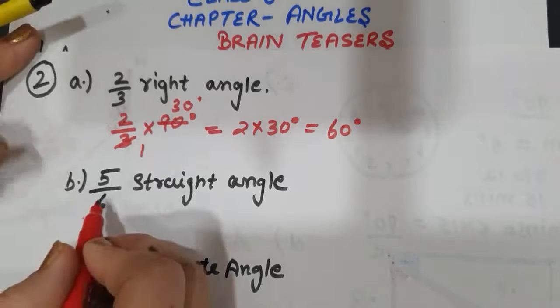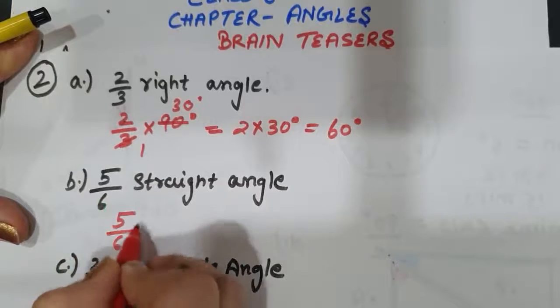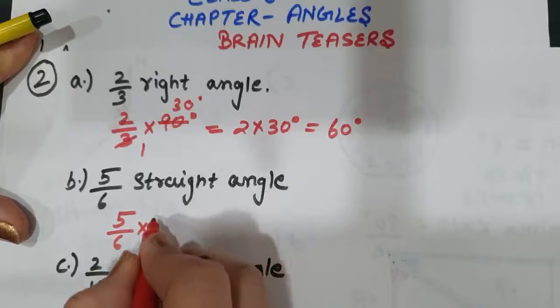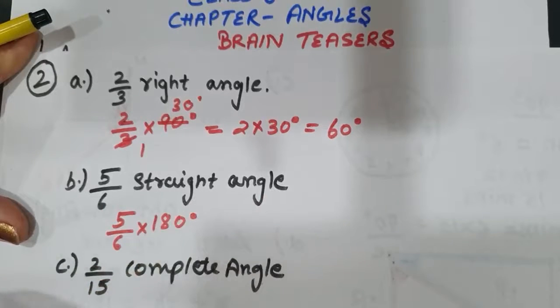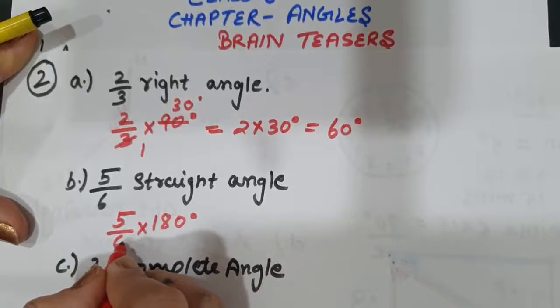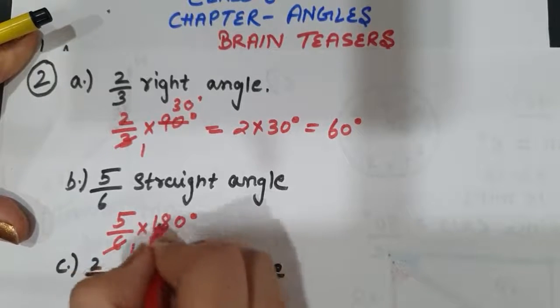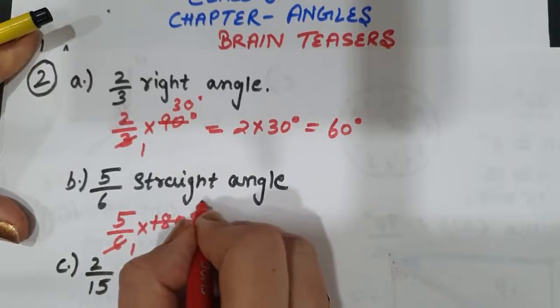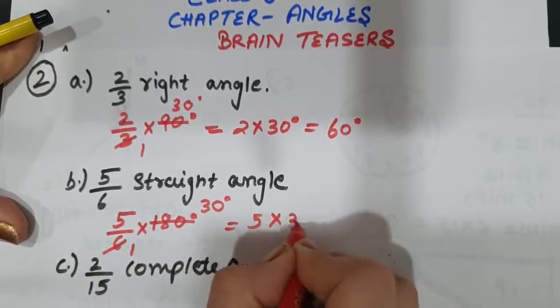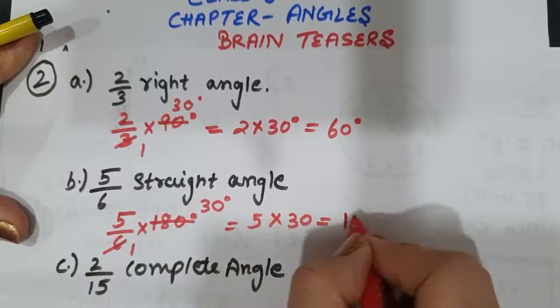In the same way, 5/6 of a straight angle. You all must know a straight angle is equal to 180 degrees. You can do the cancellation. I can do it directly with 6. 6 ones are 6, 6 thirties are 180, so 5 into 30 is equal to 150 degrees.